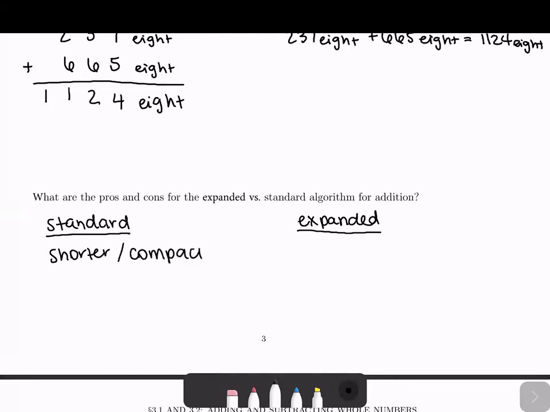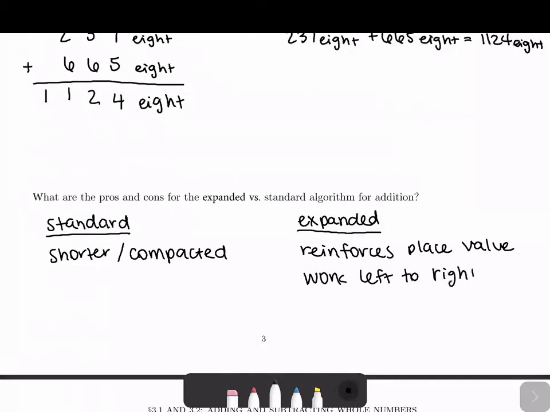But one thing about the expanded algorithm is it reinforces place value, because you add things only in their specific place value. So it reinforces place value. And another pro to the expanded form is that you can work the problems left to right, the way that we read. Whereas the standard algorithm, you have to work it right to left, which is a little bit backwards.